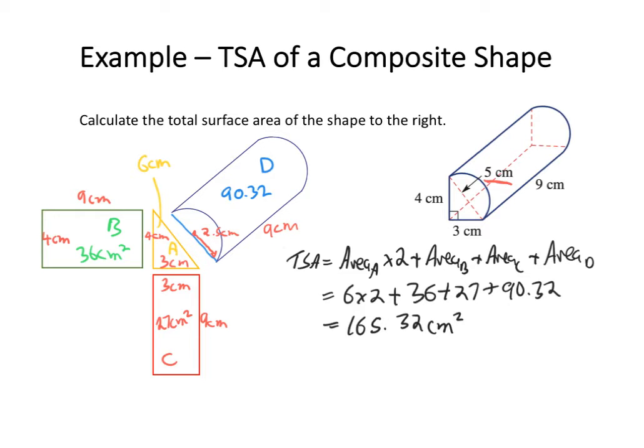So that's an example of how we can calculate the total surface area of a composite shape by breaking it down into individual components, finding the area of those components, and adding them together.